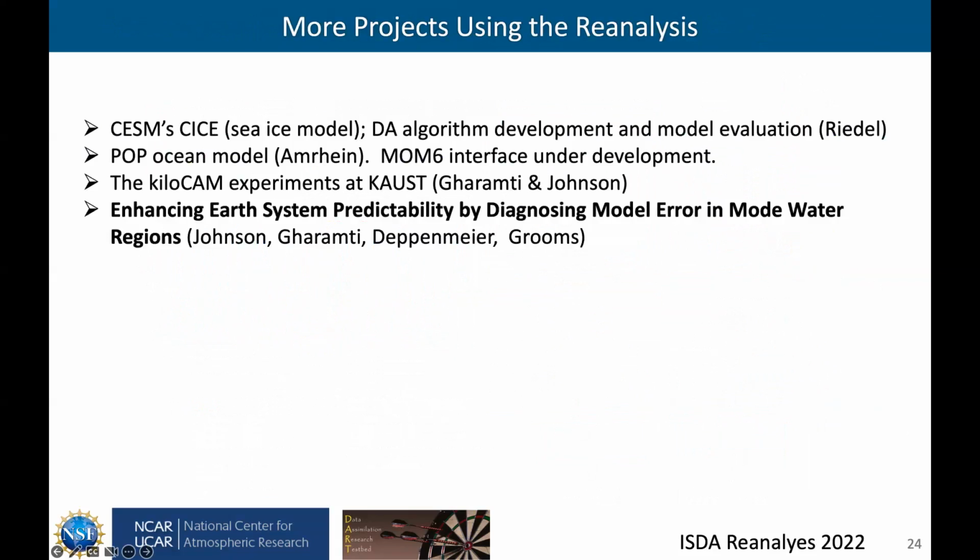A few more projects that are using the reanalysis are CESM's CICE model. It's used for data assimilation, algorithm development, and model evaluation. It's being used in the POP ocean model, and we're developing an interface for the MOM6. The kilocam experiments at KAUST are using very large ensembles to investigate some fundamental data assimilation questions. And another project is enhancing Earth system predictability by diagnosing model error in mode water regions with a variety of contributors from University of Colorado and NCAR.